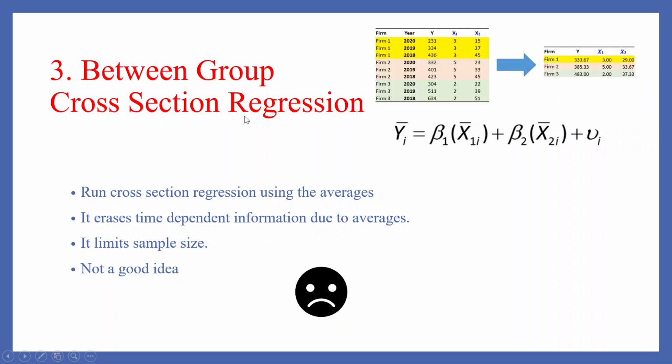Third one, between group cross section regression. Now what we will do here, we will take the average of y, x1, x2, and we will work on the averages. The equation is y_i average equals beta 0 plus beta 1 times the average of x1_i plus beta 2 times the average of x2_i plus the error term. Run cross section regression using the averages.